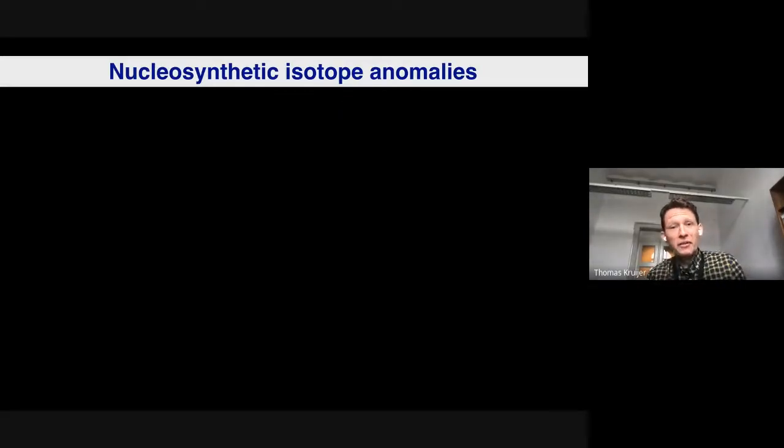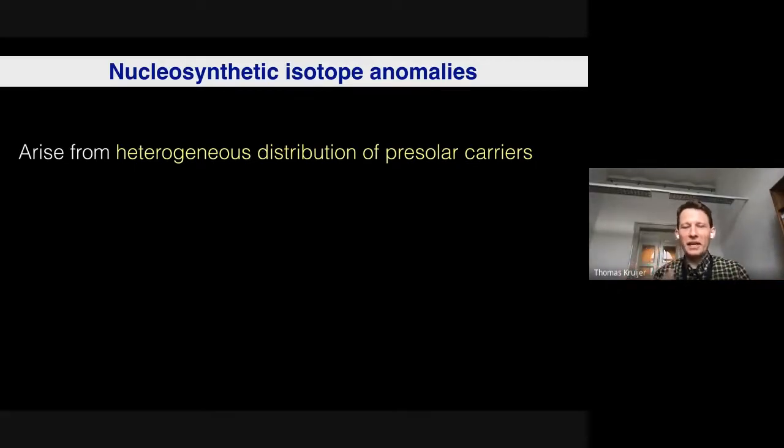But first, what are nucleosynthetic isotope signatures? They are small-scale isotopic variations between different meteorite groups, either bulk meteorites or meteorite components, or even pre-solar grains. The magnitude of these variations is relatively small, in the order of several parts per 10,000 in the isotope ratio. And they ultimately result from the fact that the solar system was heterogeneously distributed in pre-solar carrier phases. That's what we think, at least.